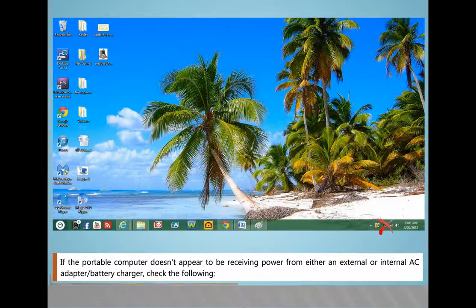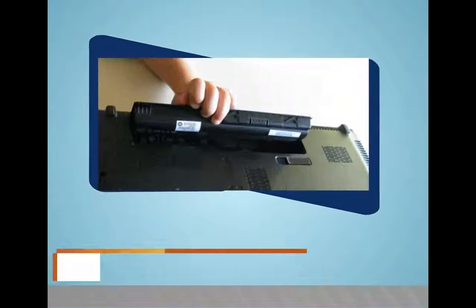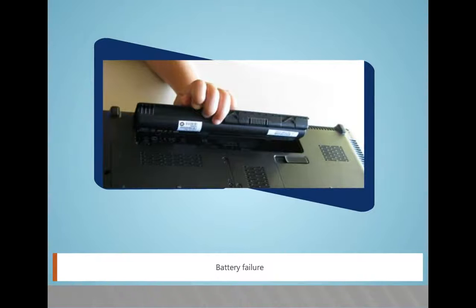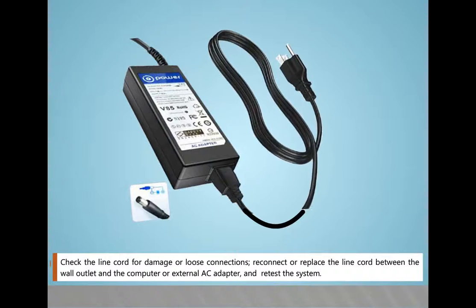If the portable computer doesn't appear to be receiving power from either an external or internal AC adapter or battery charger, check the following. Loose or defective line cord. Battery failure. Check the line cord for damage or loose connections. Reconnect or replace the line cord between the wall outlet and the computer or external AC adapter and retest the system.